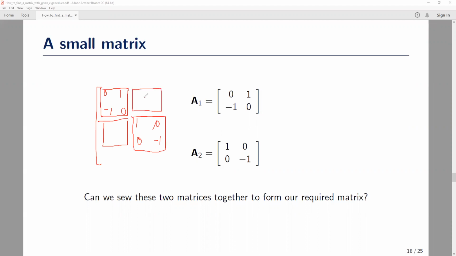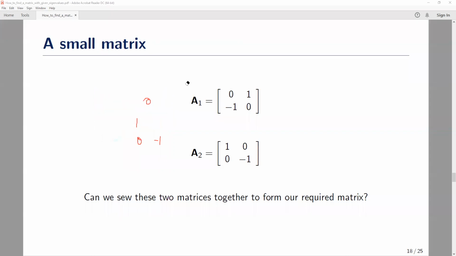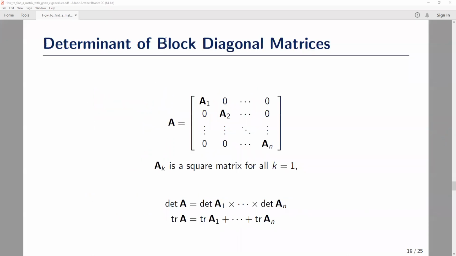So these eigenvalues are i and minus i for one block, and 1 and minus 1 for the other. So it seems to be working. Now the mathematical check must be done, right? That's why the block diagonal came up. This was very natural to me, hence I tried it in that manner.